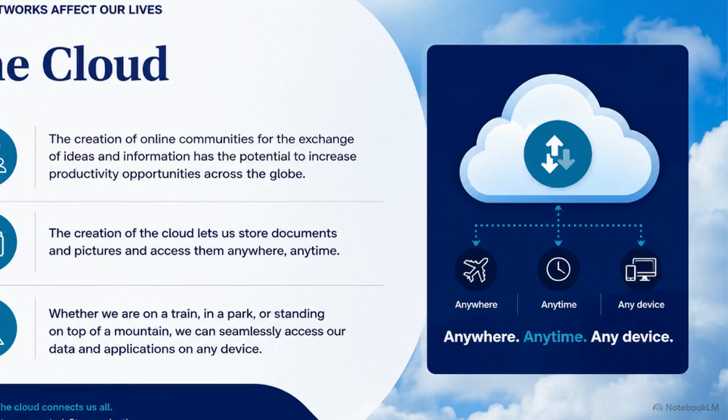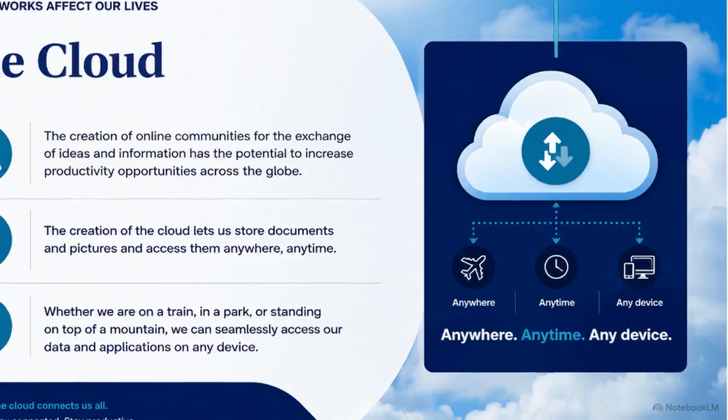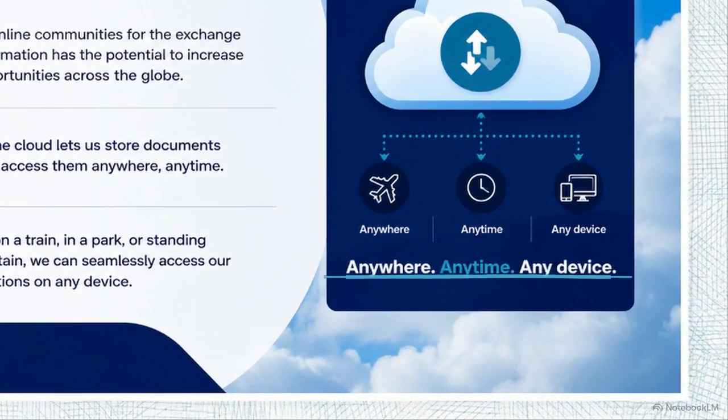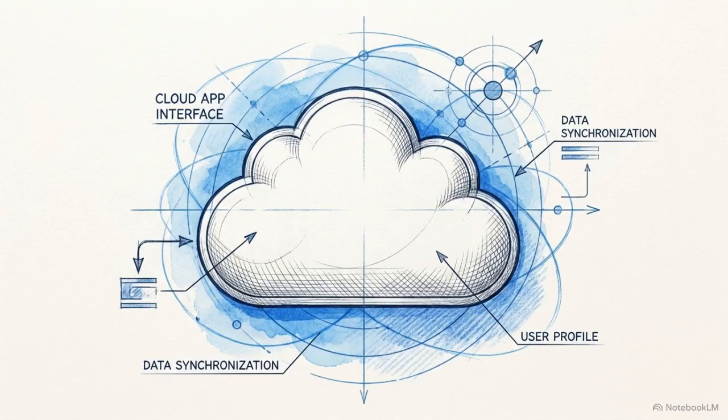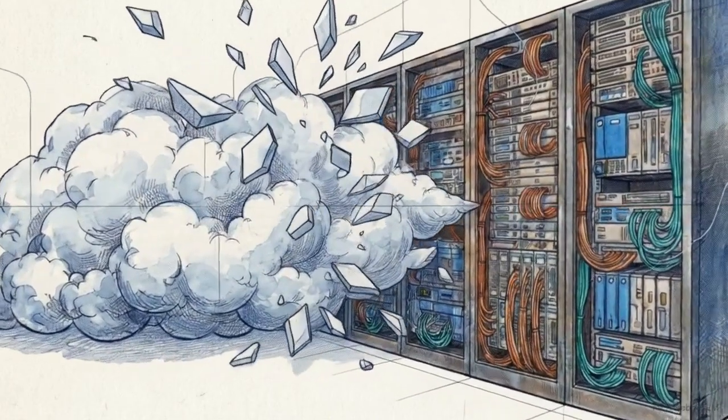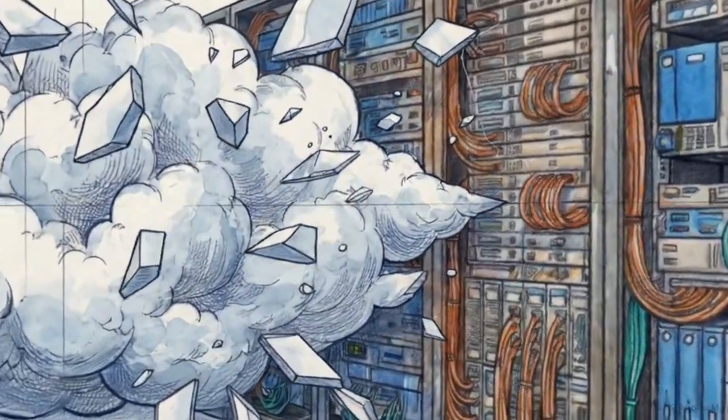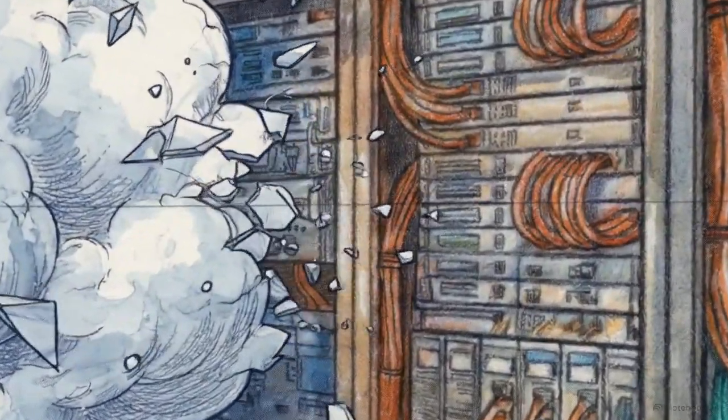Look at this graphic. It shows the cloud, a concept we are all familiar with. It promises that you can store your documents and access them seamlessly, anywhere, anytime, on any device. But for systems engineers, the cloud doesn't exist. It is a consumer abstraction. What you are actually interacting with is a strictly organized assembly of physical hardware and logical routing protocols.